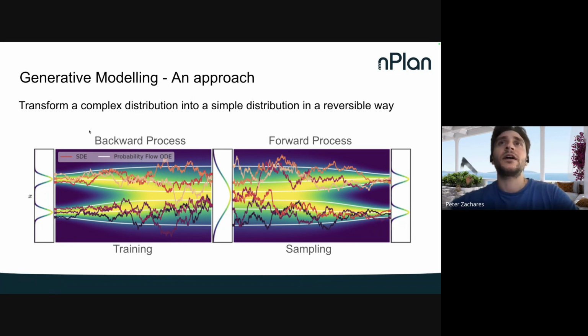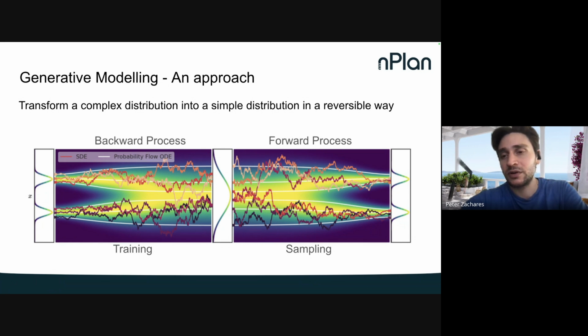But this basic approach of transforming a simple distribution into a complex distribution in a reversible way, which is what you're seeing here, is like half of the generative modeling that we see these days, because that's what diffusion is. Diffusion models are being used for image generation, video generation, and a lot of different modalities besides text. And even in text, they're starting to use this approach to generate pieces of text as well now. So we're seeing it in a lot of places.